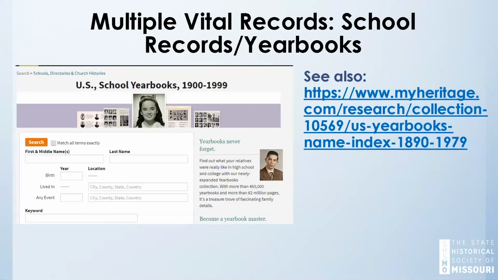Approximate birth date you can infer from yearbooks. People tended to be 15, 16, 17, 18, depending on what class they were in. There, more and more yearbooks are coming up online all the time. Some you can find on Ancestry, some are on yearbook sites.